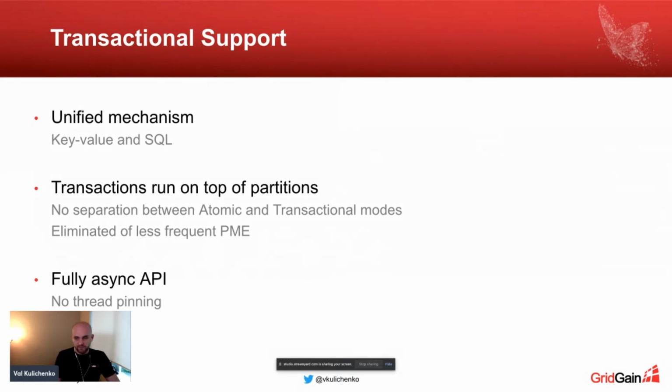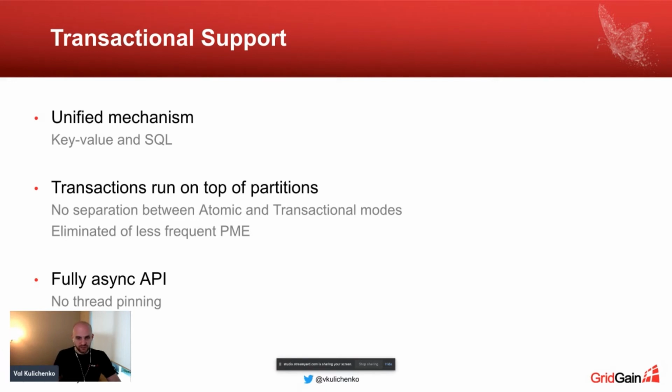So the next alpha will again come out probably in the next 3-4 months, I guess early next year. Several features are coming there, at least I expect them to be there. Probably one of the biggest, which is currently in progress, is transactional support. So this is also one of the big changes we expect in Ignite 3.